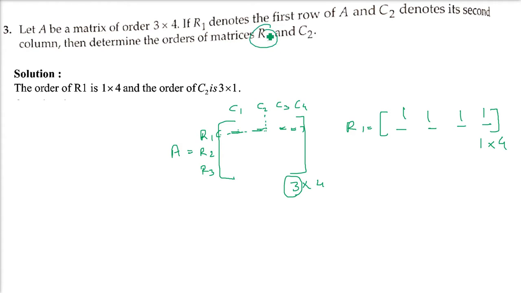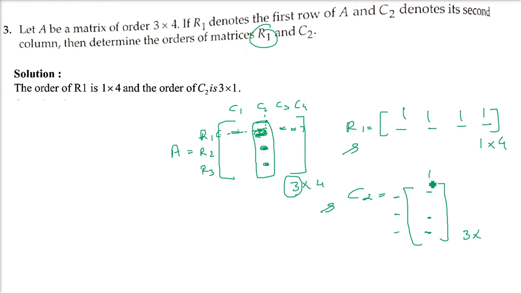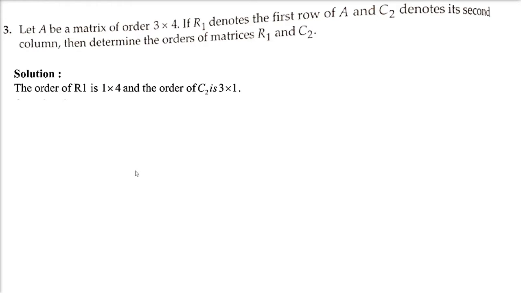And similarly here, the column C2. How do you write column 2? So this is the first element, second, third. So 3 elements will be there, column wise. R1, R2, R3, these are the 3 elements here. We don't know the elements, but we do know the dimension. There are 3 rows, but only 1 column. So 3 cross 1 is the result. R1, 1 cross 4, C2, 3 cross 1.